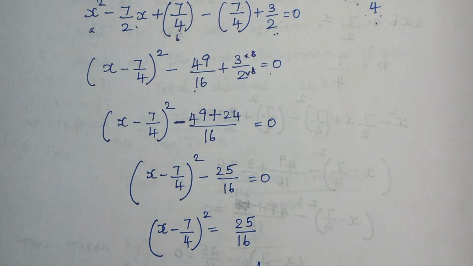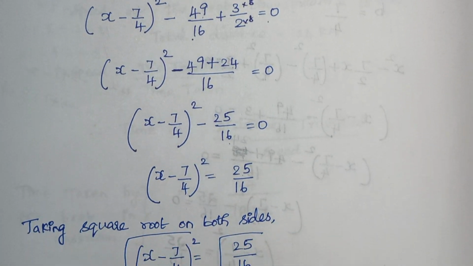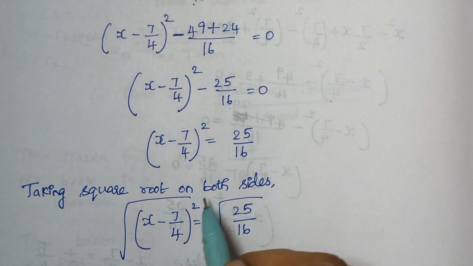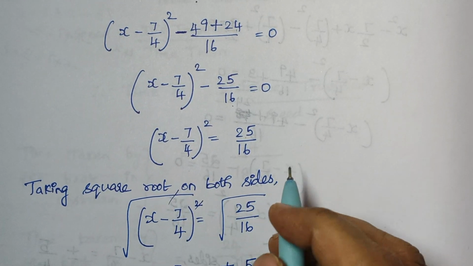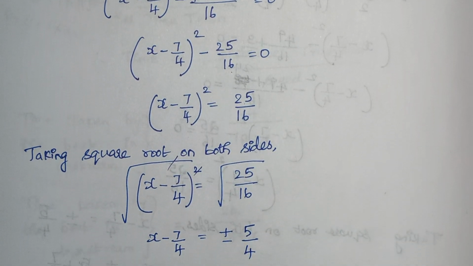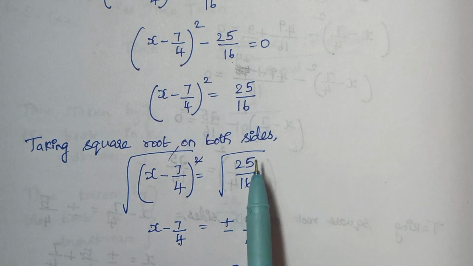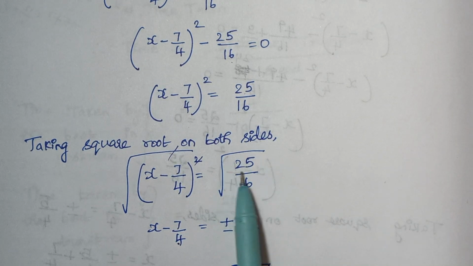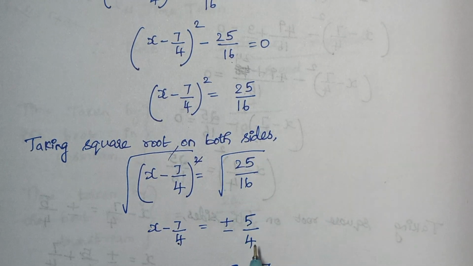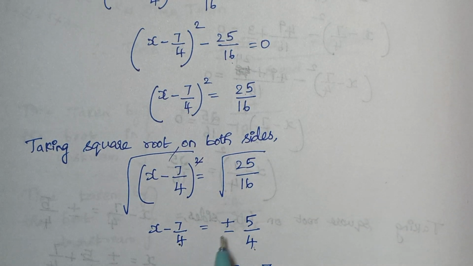Now I am going to take square root on both sides. So when you take square root, what happens? You see the square and the square root will cancel each other, and here the value is x minus 7 by 4. And when you take the square root, the square root of 25 is 5 and the square root of 16 is 4. So x minus 7 by 4 is equal to plus or minus 5 by 4.